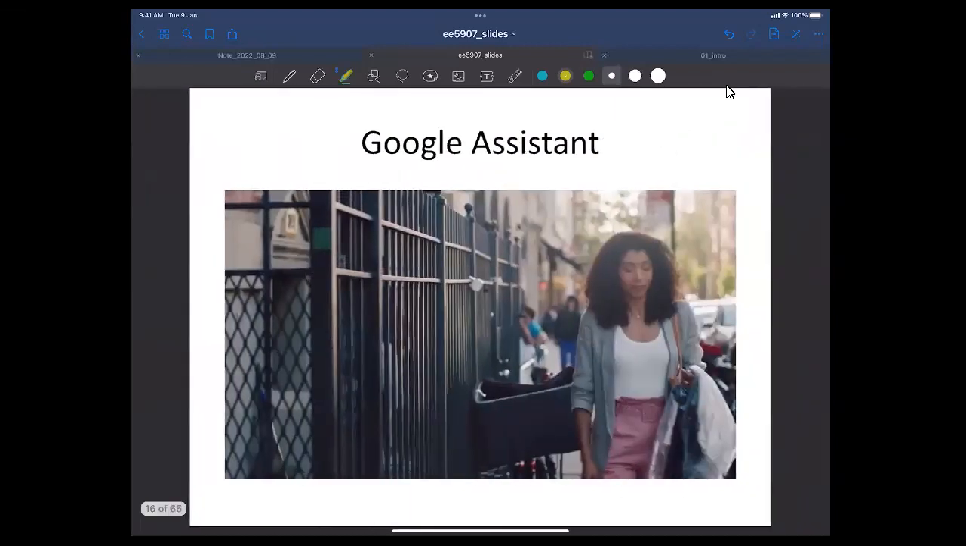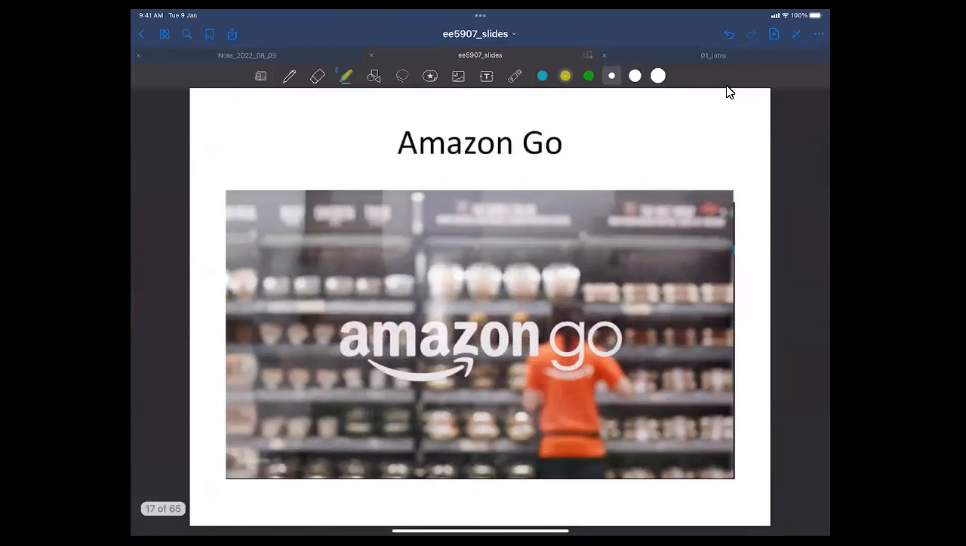Okay, so this is a Google Assistant concept. You know this already because you can speak to Siri, and maybe you can also speak to the Google Assistant, Alexa, and so on. And you also know about Amazon Go. You can go to the store without queuing, and you just leave without having to pay at the counter. All of this is possible because of AI, because of machine learning and deep learning.